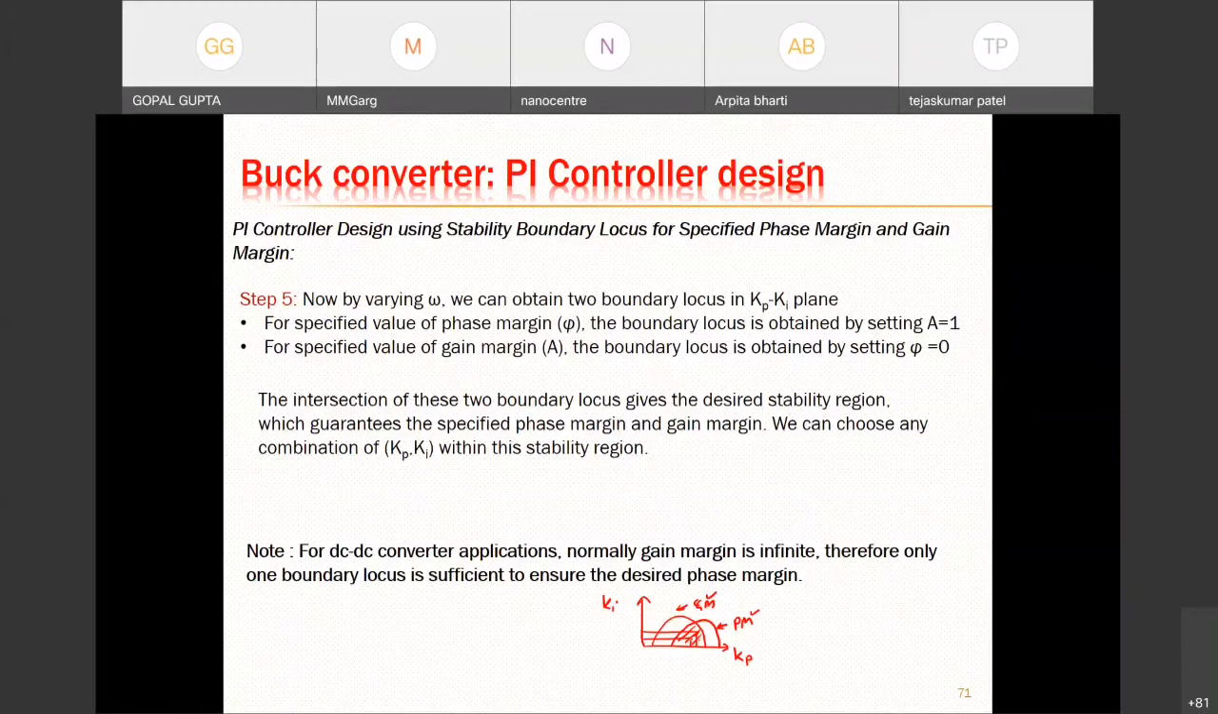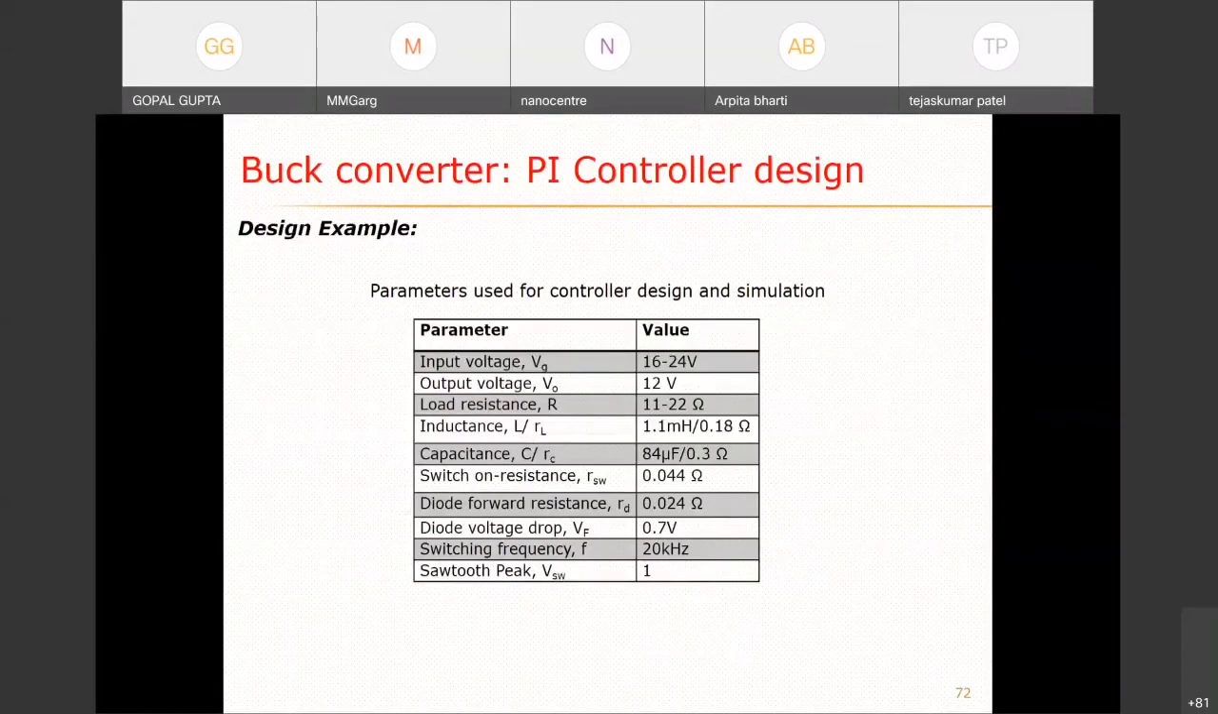So it is corresponding to phase margin. It is, let's say, corresponding to gain margin. So there will be some intersection point. Within that intersection point, if I choose any combination of Kp and Ki, that will guarantee me that whatever phase margin and gain margin I have chosen, those values of Kp and Ki will give me definitely at least that gain margin or phase margin. It may be more, but it will not be less.